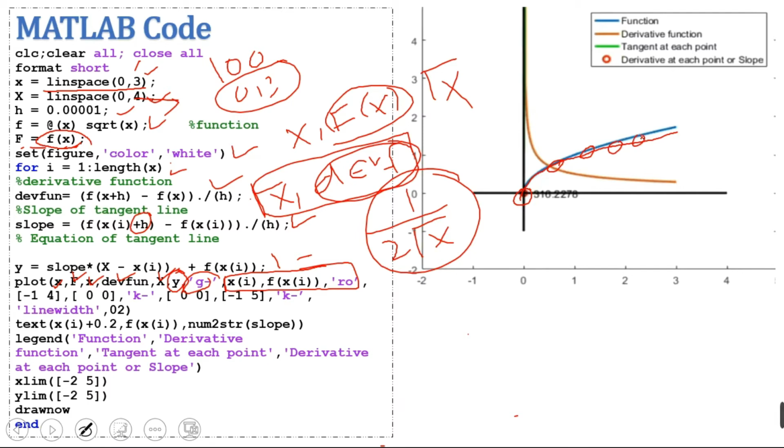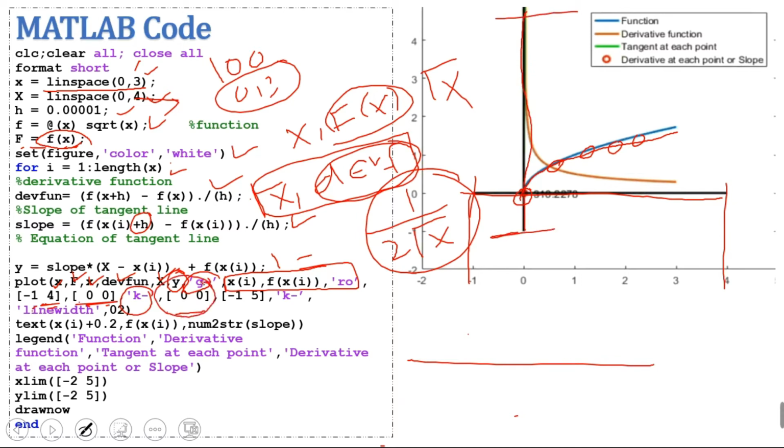This command is used to plot the x-axis like that. This is the x-axis from -1 to 4, with black color, and this command is used to plot the y-axis. At the y-axis, x is 0, and the limit of y is -1 to 5. Again it is black color, and the width of the line is 2.